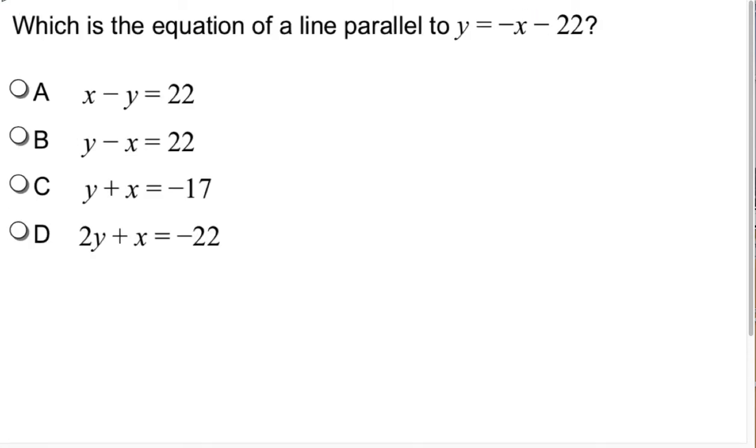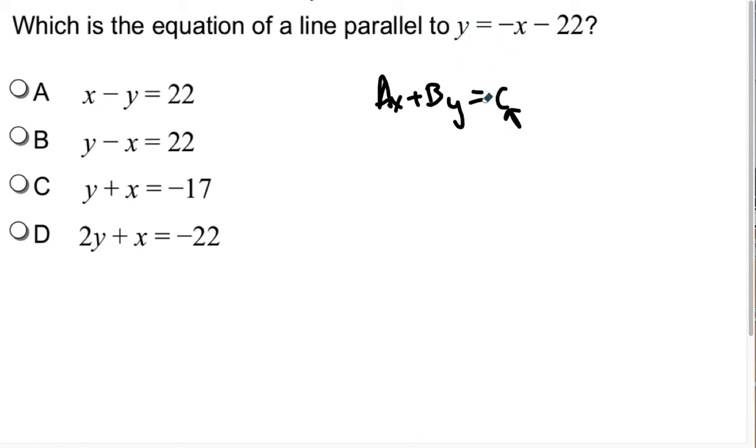Okay. Let's take a look at this equation. It says, what is the equation that's parallel to y equals -x minus 22? Okay, so first and foremost, we want to know which one of these equations are going to be parallel, meaning they have to have the same slope. The first thing you have to notice is that this is in slope-intercept form, but this is in standard form. Okay, so standard form is different. Standard form is ax plus by equals c, where c is by itself. Okay, this is y by itself.